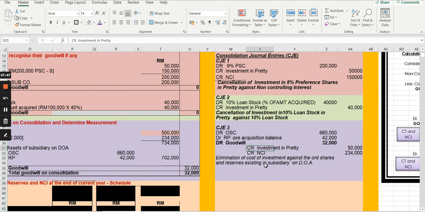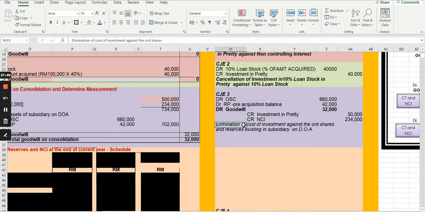Then you have the narration for what you have done. You credit your investment in Preti and you credit NCI, and NCI is from here. This is what you take from the working. This is not required for you to do. I'm showing you so that you have a better idea of what you are doing.